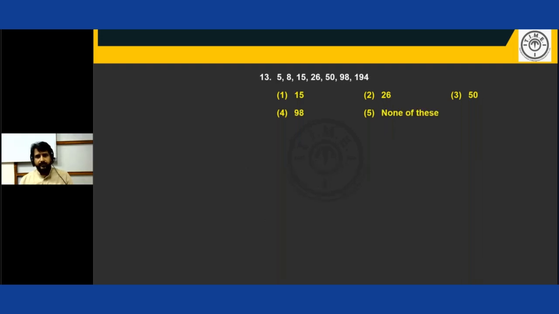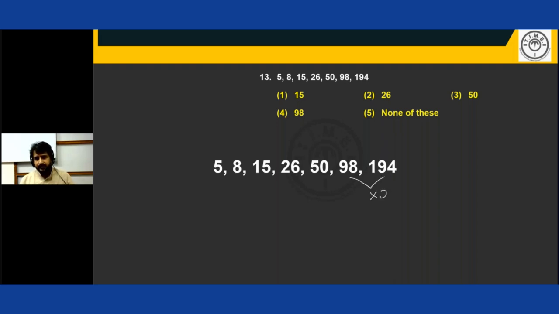5, 8, 15, 26, 15, 98, 194. What is the next number in the series? 98 and 194. We can multiply minimum 2 times. 98 times 2 is 196. But the number is 194.